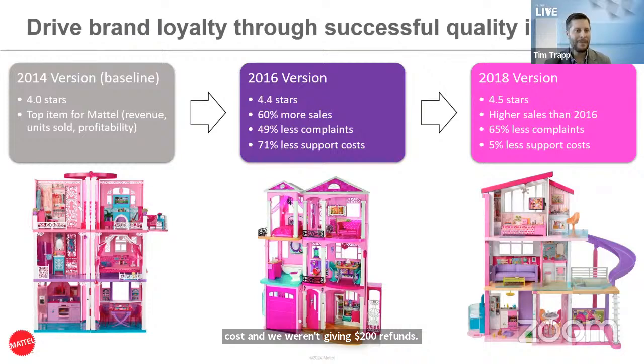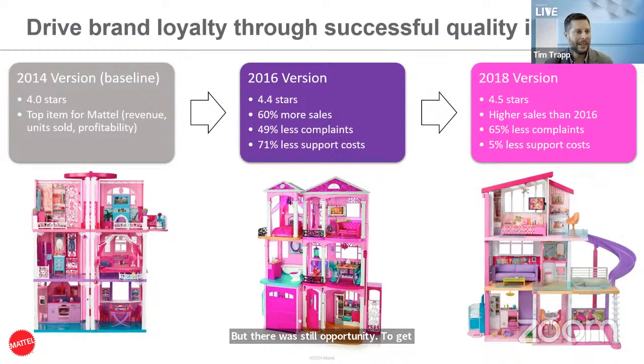And then what happened the next time is it didn't go up as much as far as star rating, but we sold even more. And we had even lower complaints and even lower support costs. So this is really important: when you do it right, and again, it's the Barbie Dreamhouse. It's our own product. We're experts at making the Dreamhouse. We've been doing it since 1962, but there was still opportunity to get better.